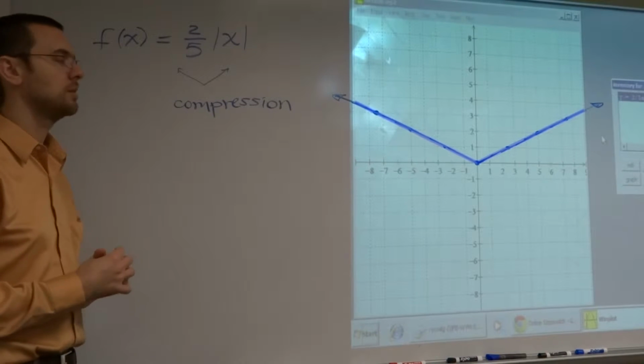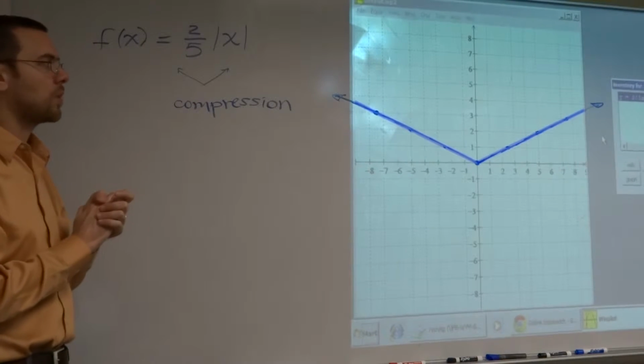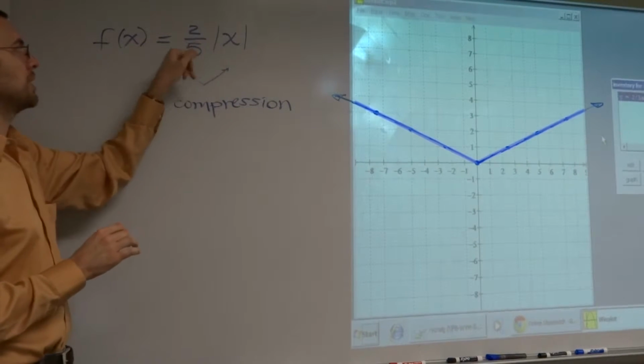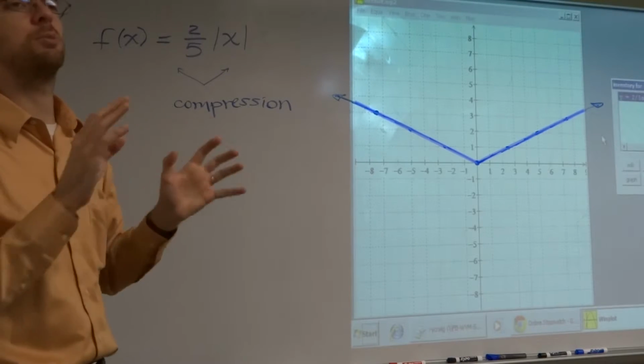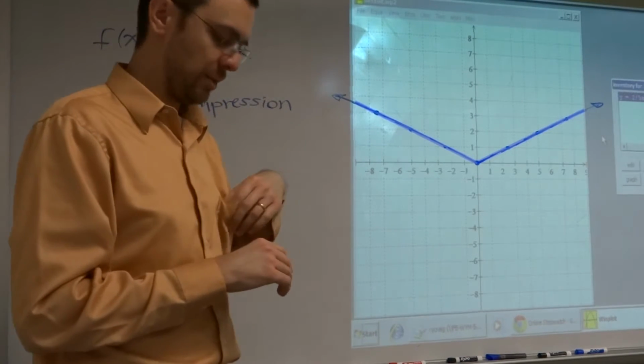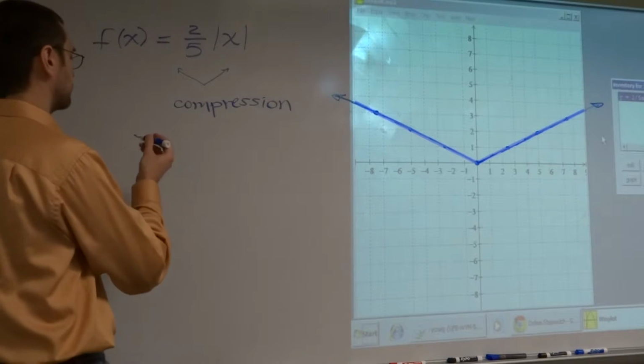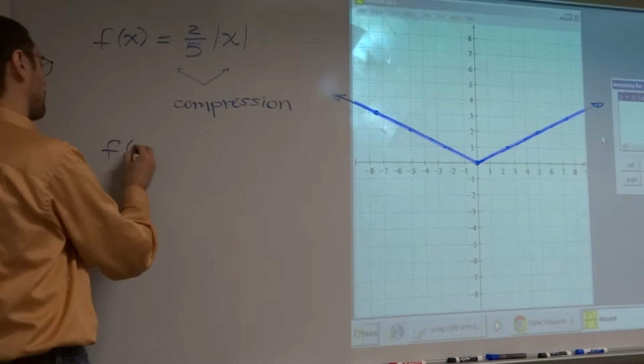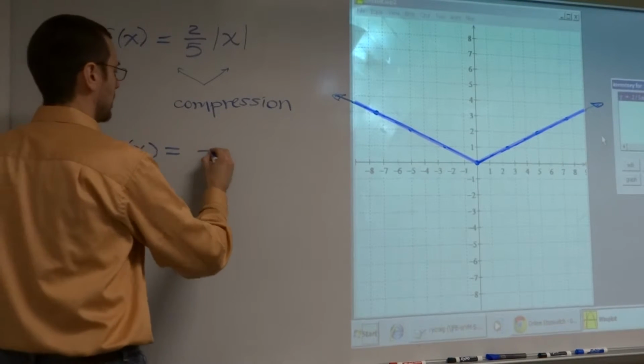Now this is really nice to work with when you have absolute values because this is pretty much straight up a slope. That means y equals mx. That's what that is, if x is y.